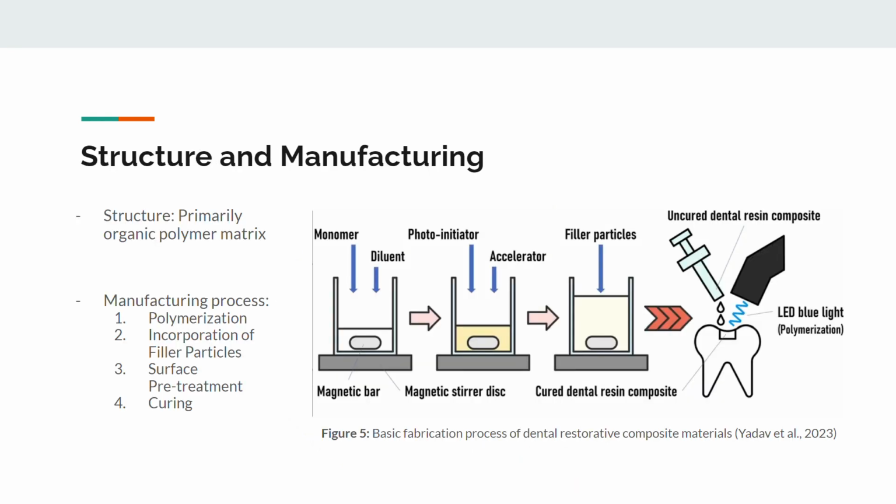While the bulk of composite structure is the organic polymer matrix, there are other components as mentioned in the prior slide. The organic matrix forms the base of the structure of the composite.